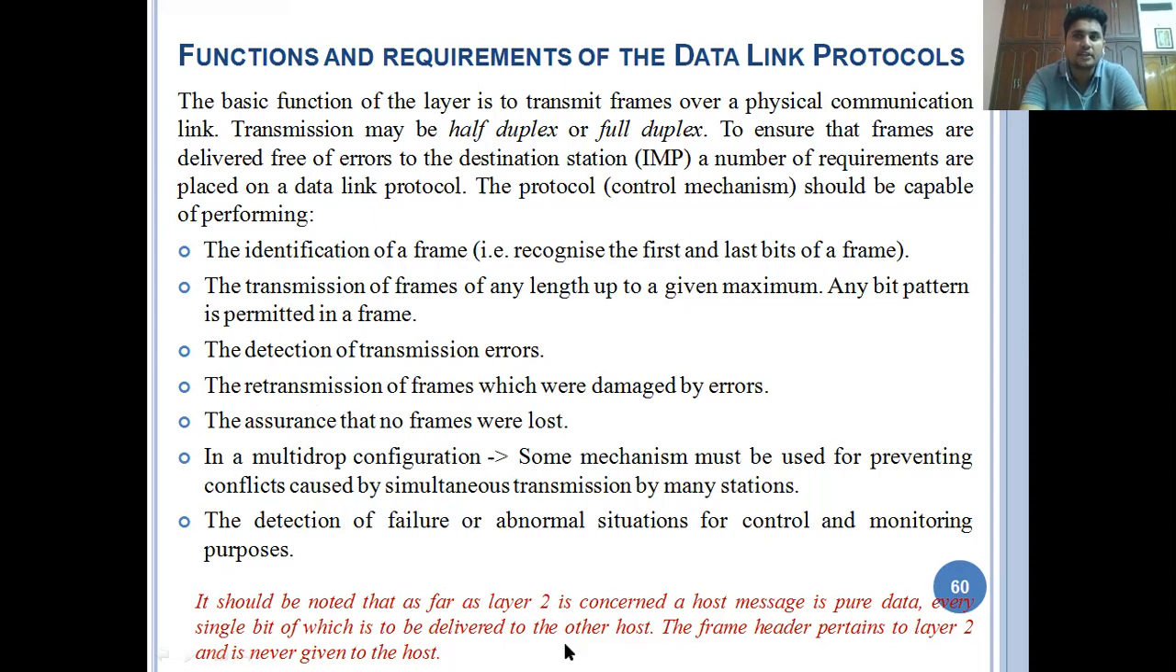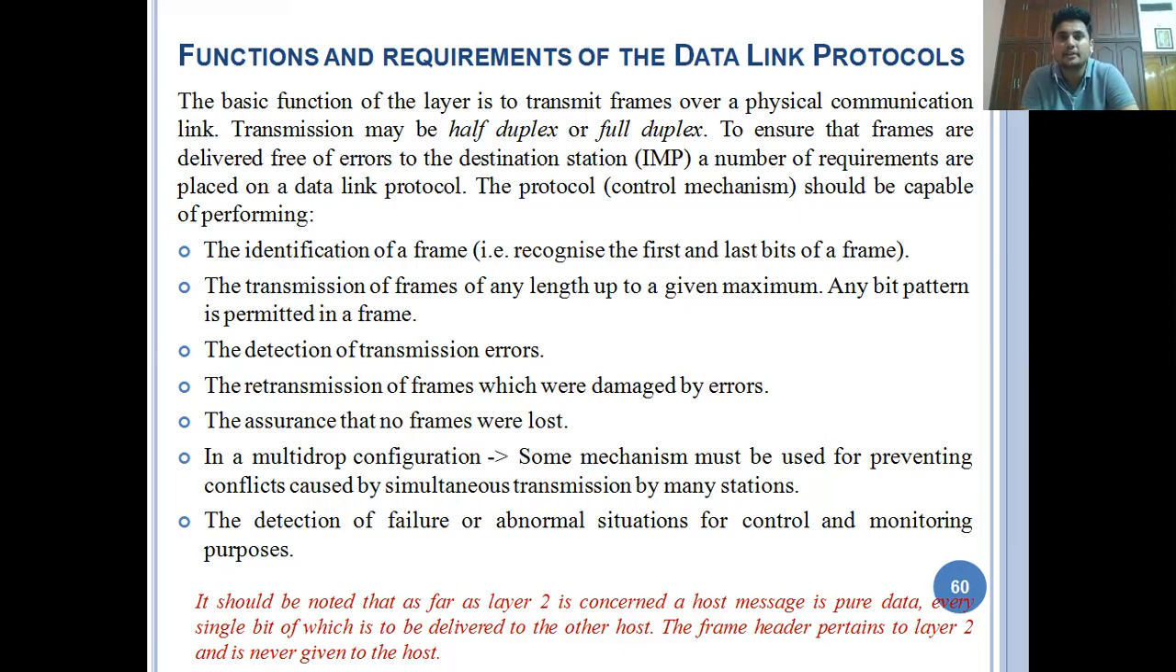Please note it down. There are four major responsibilities of the data link layer. One is providing service to the network layer. Second one is framing. Third one is error control, and fourth one is flow control. Already we have discussed the data link layer design issues, and the data link layer requirements and responsibilities.